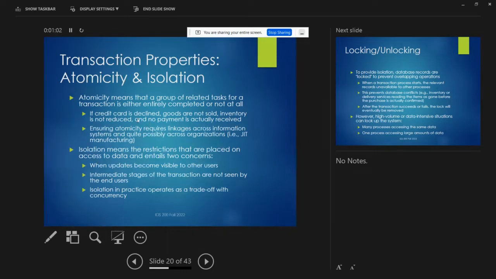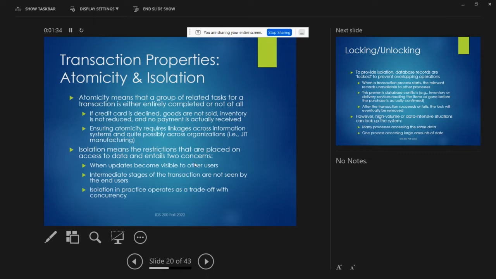Okay, anyway. So for example, if a credit card gets declined, then obviously your internal system shouldn't show that the goods were sold. Your inventory management system shouldn't update to show that the quantity on hand is reduced. The payment shouldn't be expected to be received. You get the idea. Ensuring atomicity definitely requires linkages across systems in your organization and in most cases with other organizations as well, right? The credit card company and shipping are two obvious ones.